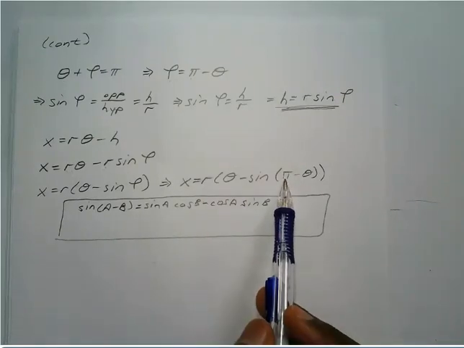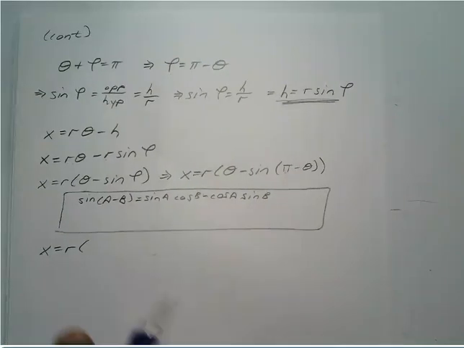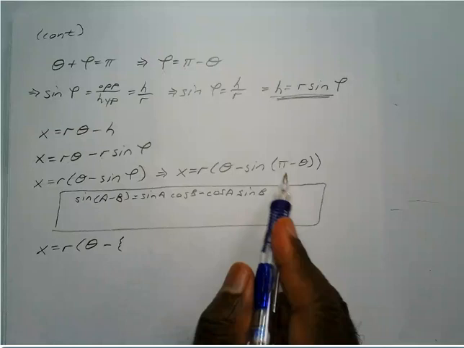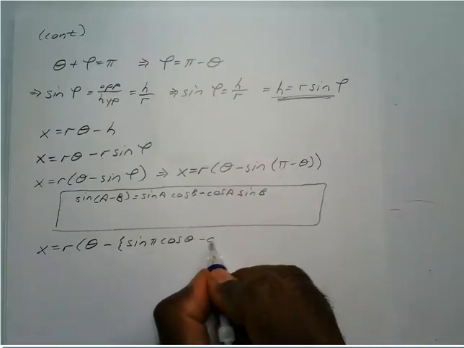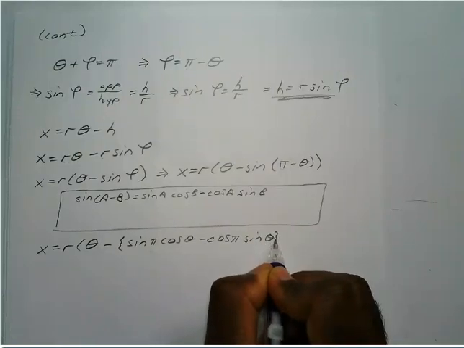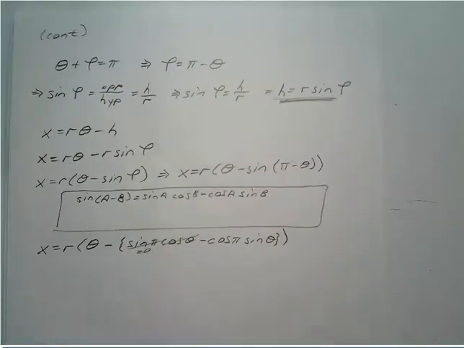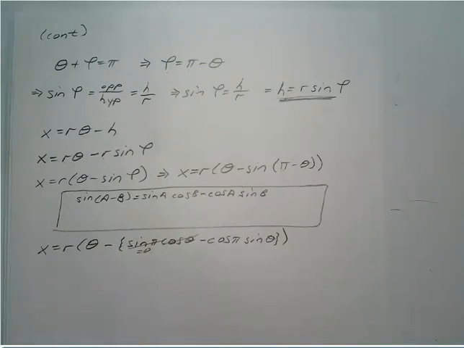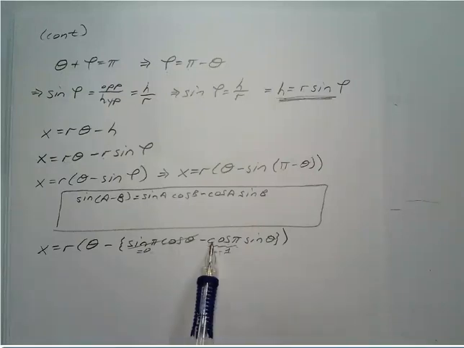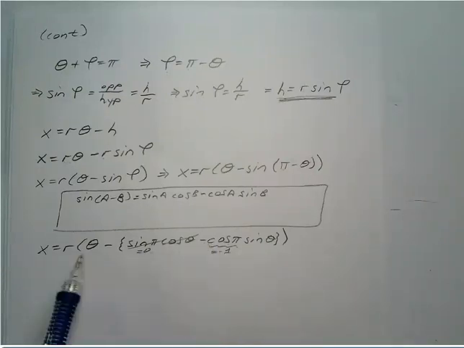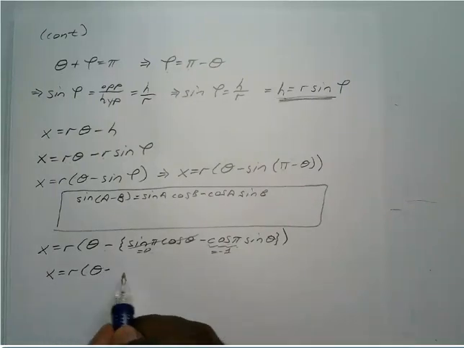Okay, so that means our sine of pi minus theta, we can change that a little bit. So x is equal to r times theta minus, since it's minus that whole thing, it's sine of pi cosine theta minus cosine pi sine of theta. Okay, so since sine of pi is equal to 0, 0 times cosine of anything is just going to be 0, so that whole term disappears. And cosine of pi is equal to negative 1. So that becomes minus negative is positive, so you have sine of theta, but you still have the minus here. So you end up with x equals r times theta minus sine of theta.